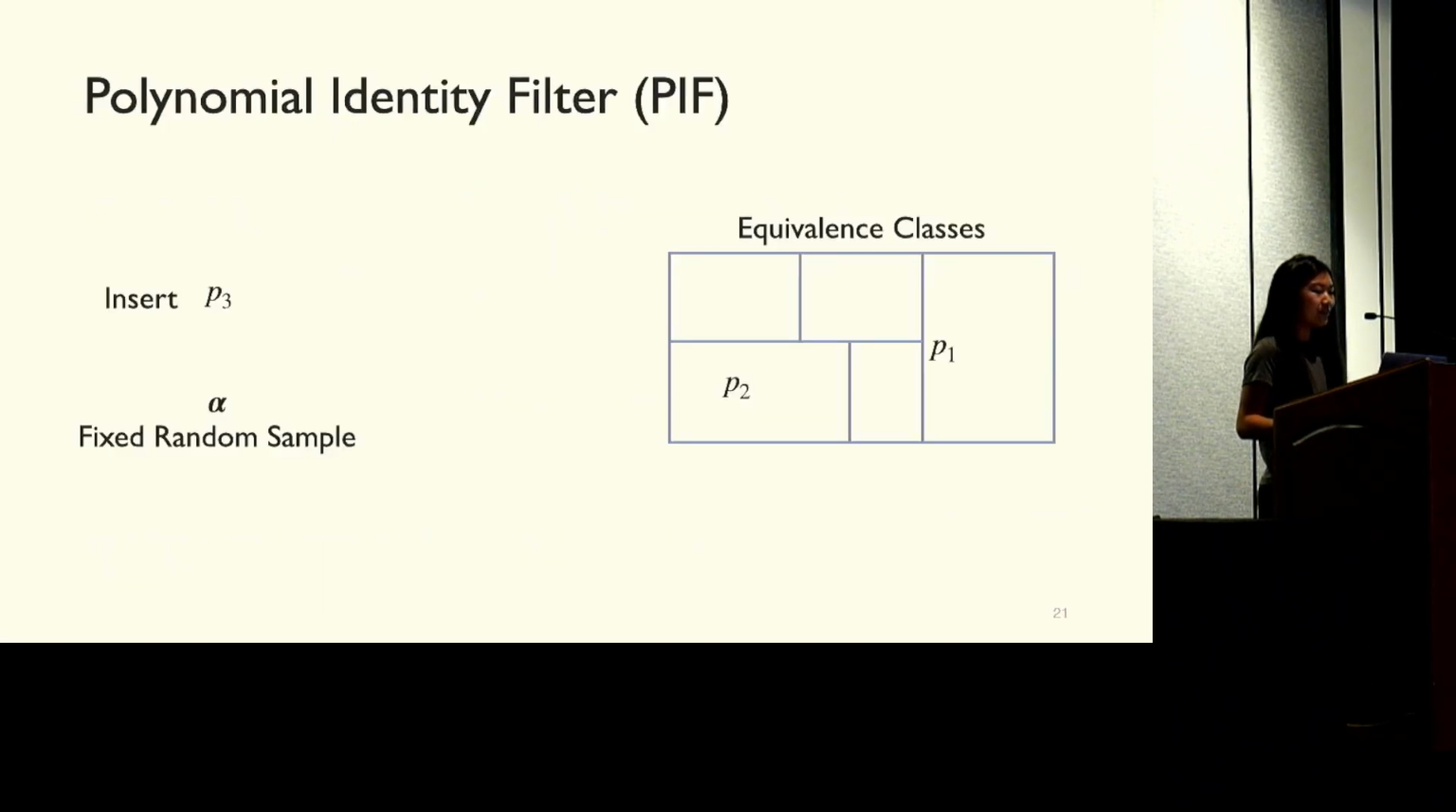To see how this helps us in the polynomial identity filter, we want to have a data structure where we just insert a polynomial and it puts it into the correct equivalence class. But it's kind of unclear how we'll do that. Luckily, we can have a fixed random sample, and then we can evaluate this polynomial, and then insert it simply based on the value that we get. And here, we put P3 into the same equivalence class as P1, and that means that they should have evaluated to the same value using alpha.